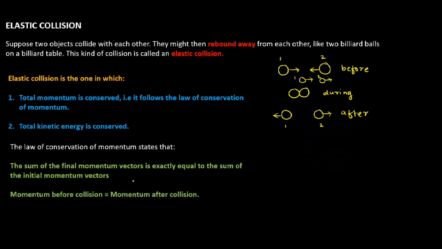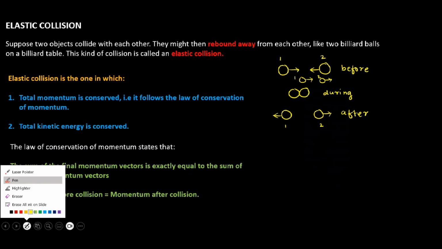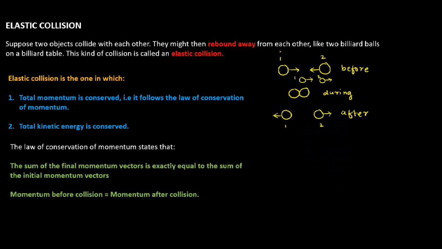the initial momentum vector. So if my particles here had initial momentum values as P1 initial and P2 initial, law of conservation of momentum says that sum of this initial value of momentum must be exactly equal to sum of the final value of momentum. That means P1 final plus P2 final must be equal to P1 initial plus P2 initial. Momentum before collision must be equal to momentum after collision. So this is one of the important properties of elastic collision.